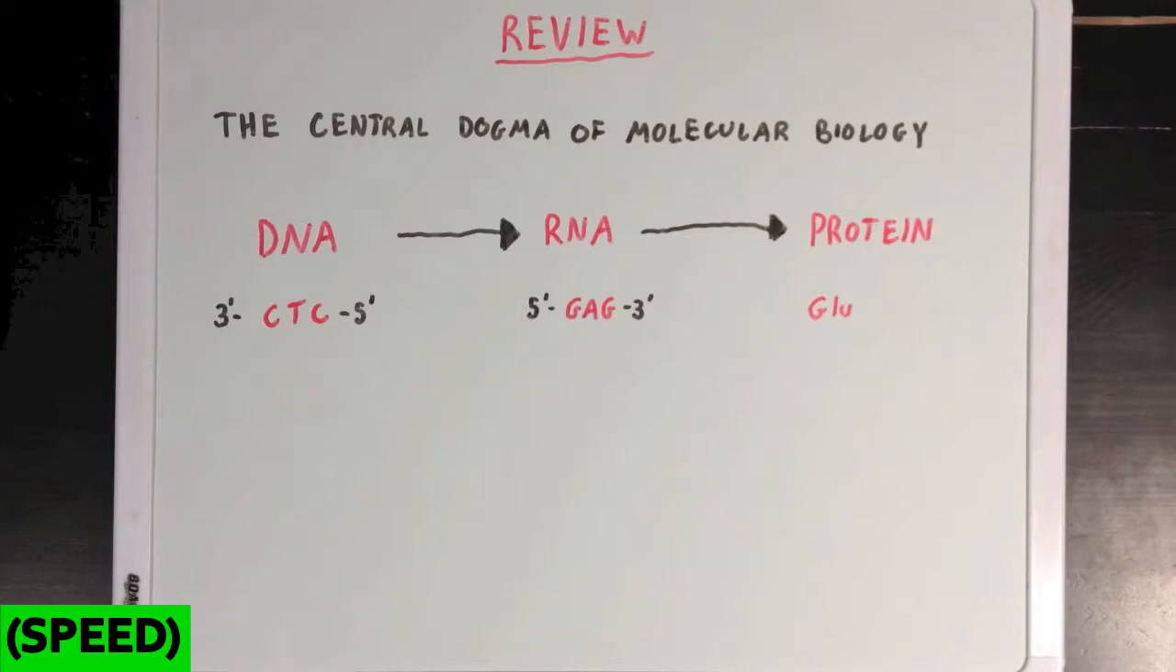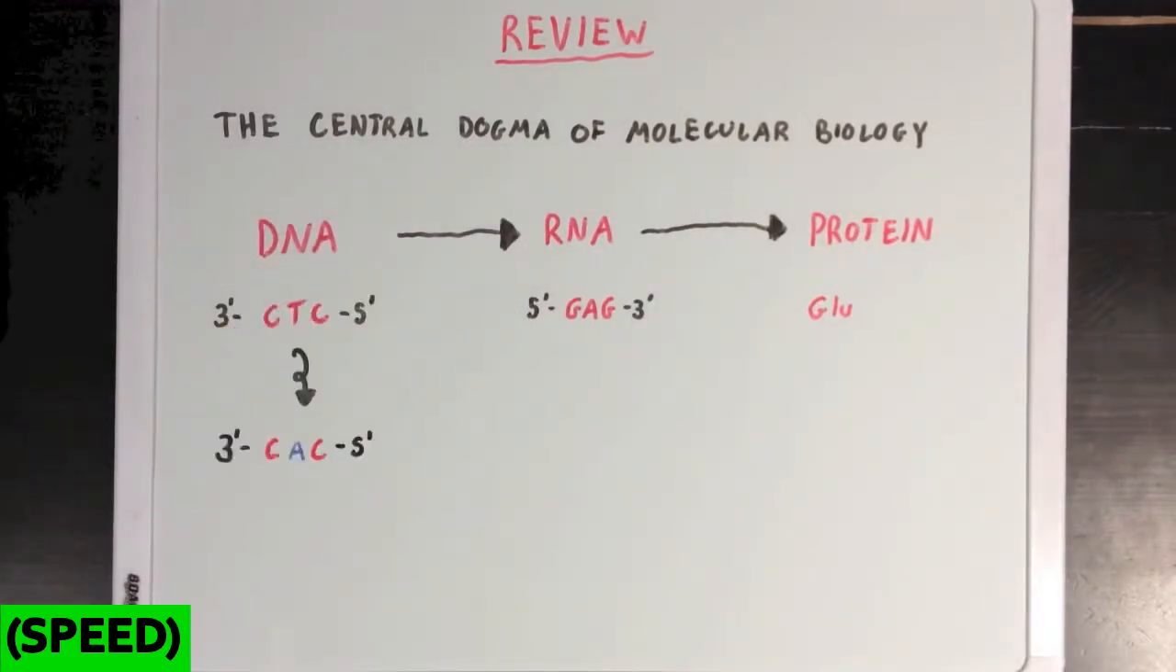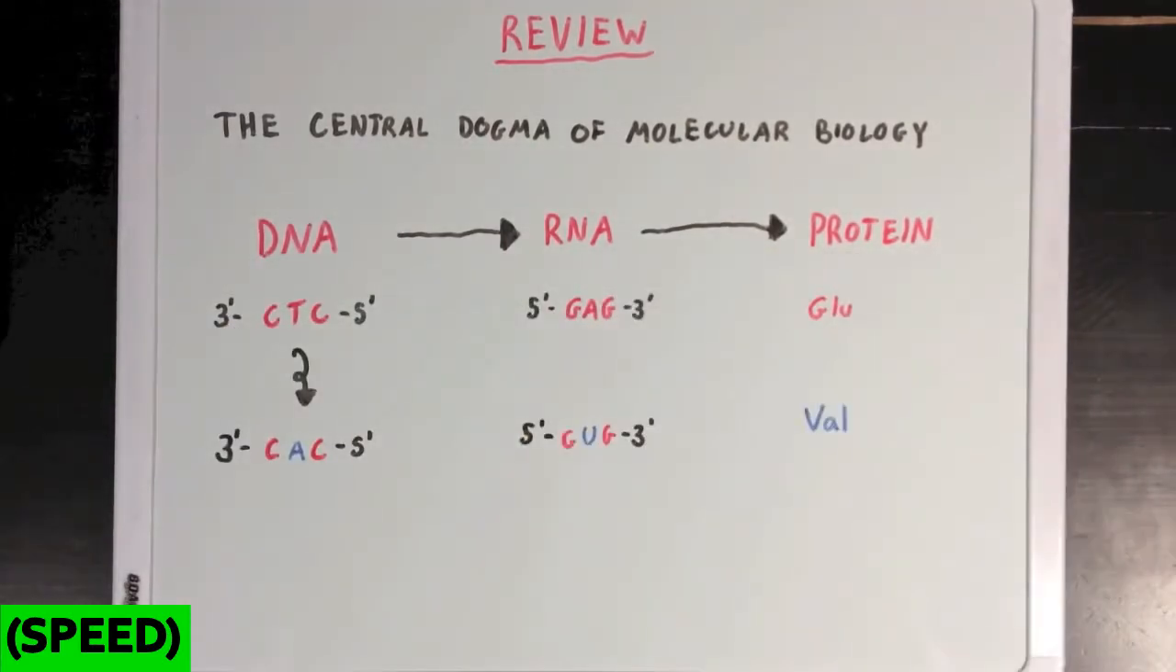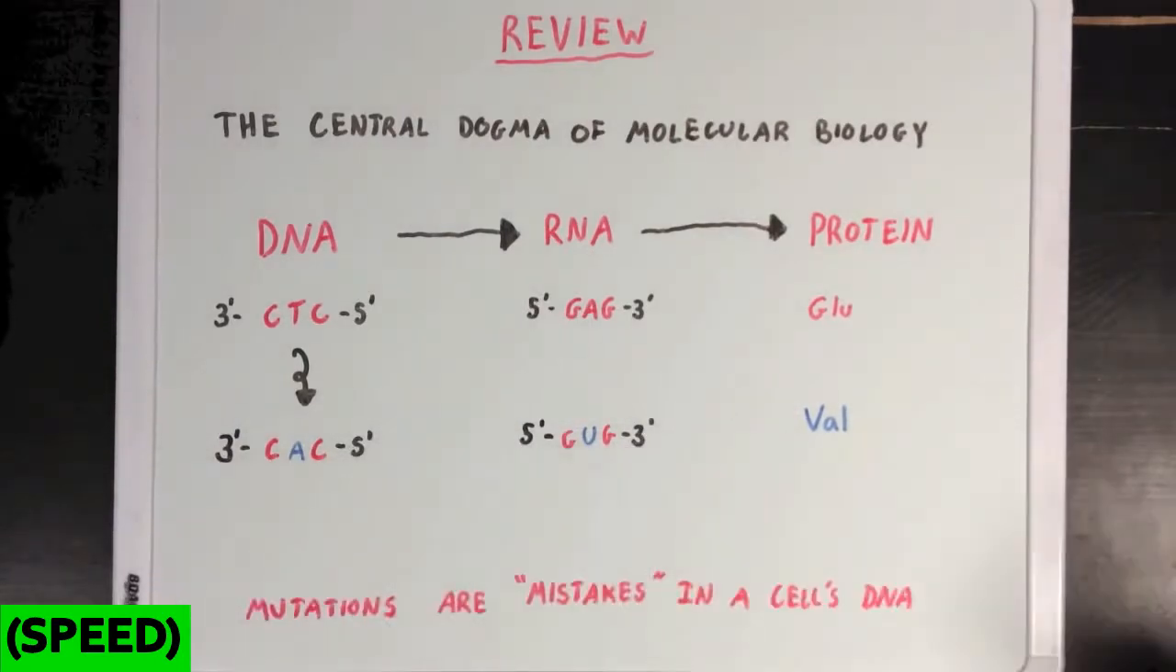Now, if you mutate one of the nucleotides on DNA, like let's say turning this thymine base into an adenine base, then that will affect the RNA sequence and ultimately the protein that follows. So we say that mutations are mistakes in a cell's DNA that ultimately lead to abnormal protein production. So what are the different types of mutations?